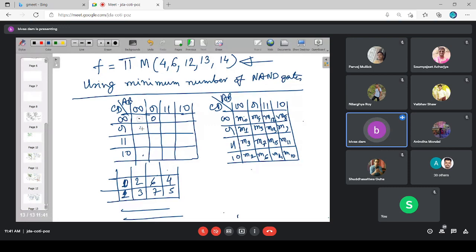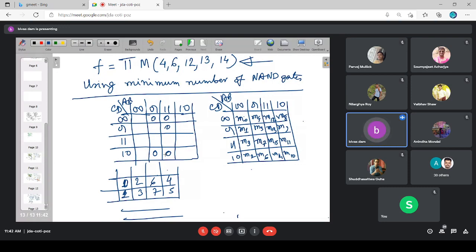Along the columns: 0, 1, jump 2, 3, 4, 5, 6, 7, jump 8, 9, 10, 11, go back 12, 13, 14, 15. If you just follow this particular criteria, that will be very simple. Then 4, 5, jump 6, 7, 8, 9, 10, 11, 12, 13, 14. So that's the Karnaugh map, where the zeros are mapped.